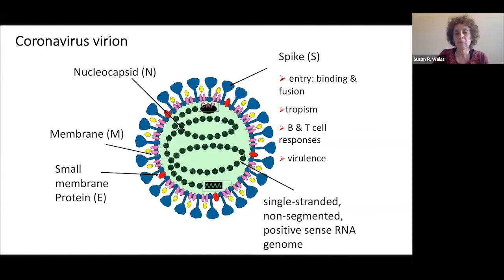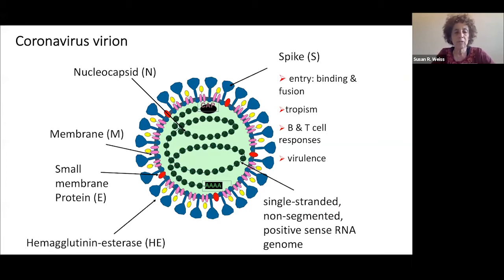And within that membrane, all coronaviruses have three proteins. The spike protein, which everyone's heard of, I think, because the spike protein is the protein that mediates entry. It binds to the receptor and mediates fusion of the viral membrane and the cell membrane. It's also a major determinant of tropism, of the T cell and B cell responses, and of virulence. But also in the membrane are two other proteins called membrane protein and small membrane protein, and they also have important roles in the virus life cycle.